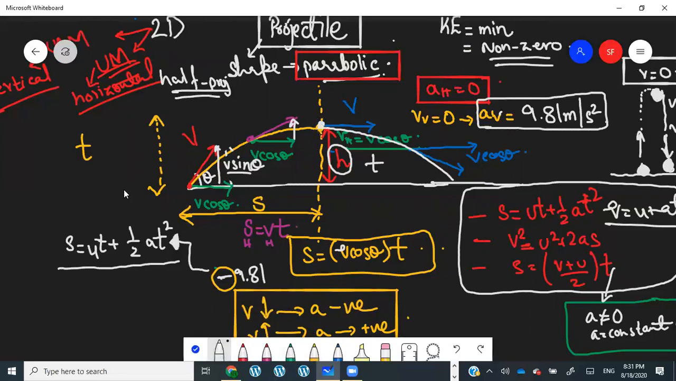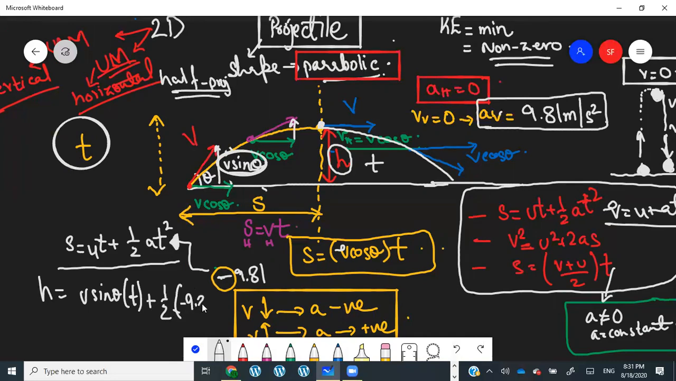So if you're given the time, and you've calculated this vertical component of velocity, you can get the height. You can use this formula: initial velocity is v sine theta times the t, which is given to you, plus half times, instead of the acceleration, you write negative 9.81, times t squared. This will give you the height.